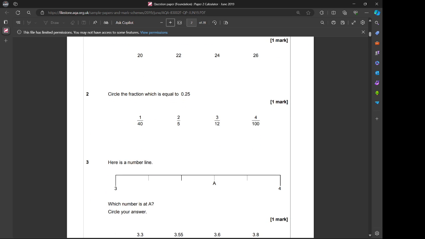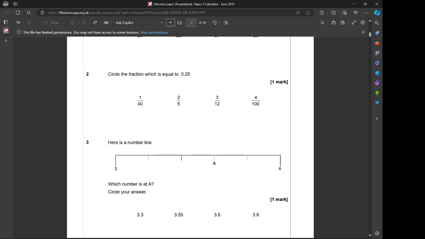Question number 2, circle the fraction that is equal to 0.25. If we bring 0.25 into our calculators, it will give us 1/4. 1/4 is equivalent to 3/12, because if I times top and bottom by 3, I get 3/12. So my answer is going to be 3/12.